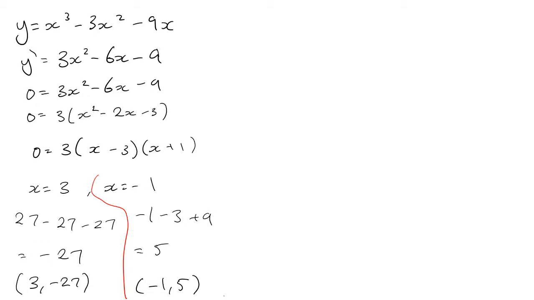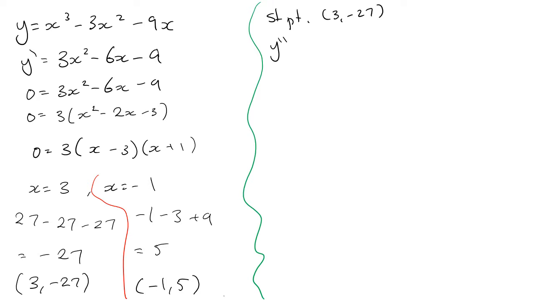Now our second step is to find the nature of the stationary points. So let's have a look at the stationary point 3 and negative 27. We find the second derivative of y, which is 6x minus 6. Easy. Then we substitute x equals 3. So y double dash is equal to 6 times 3 minus 6. That's 12, which is a positive number. Therefore, this stationary point must be a minimum.